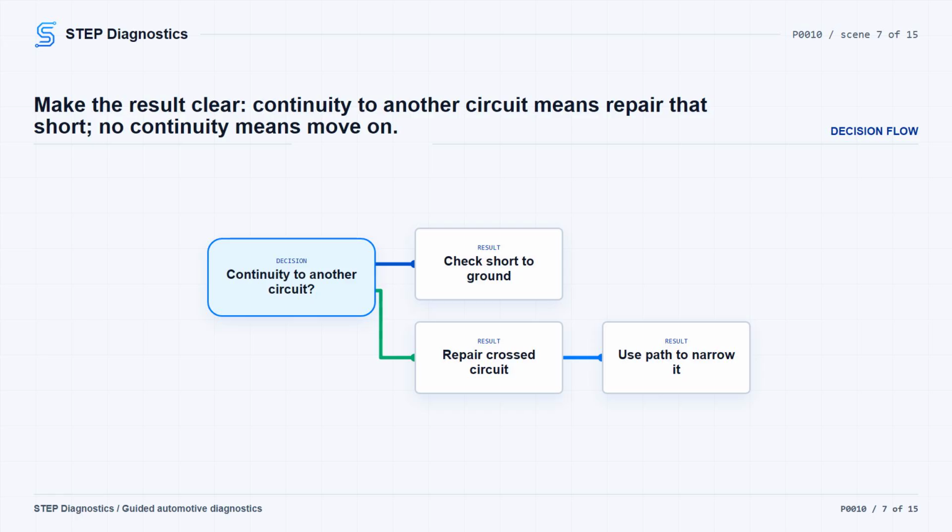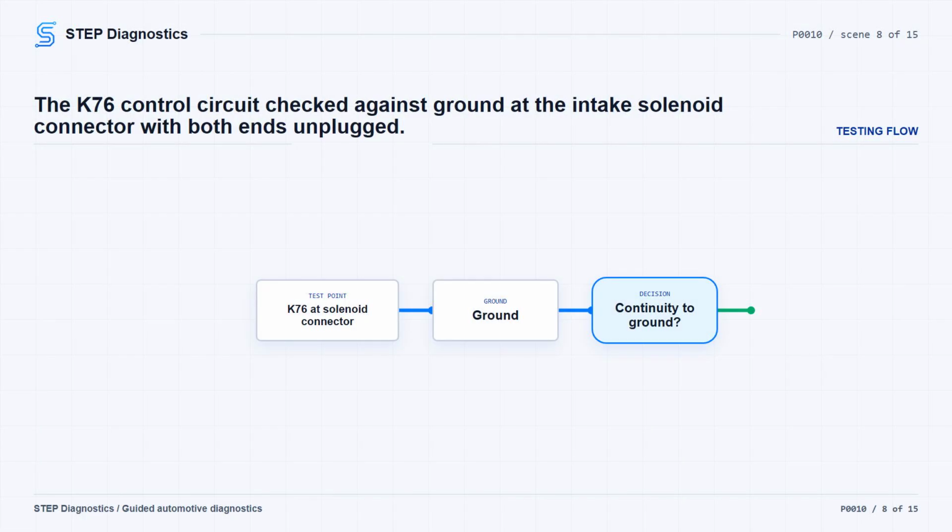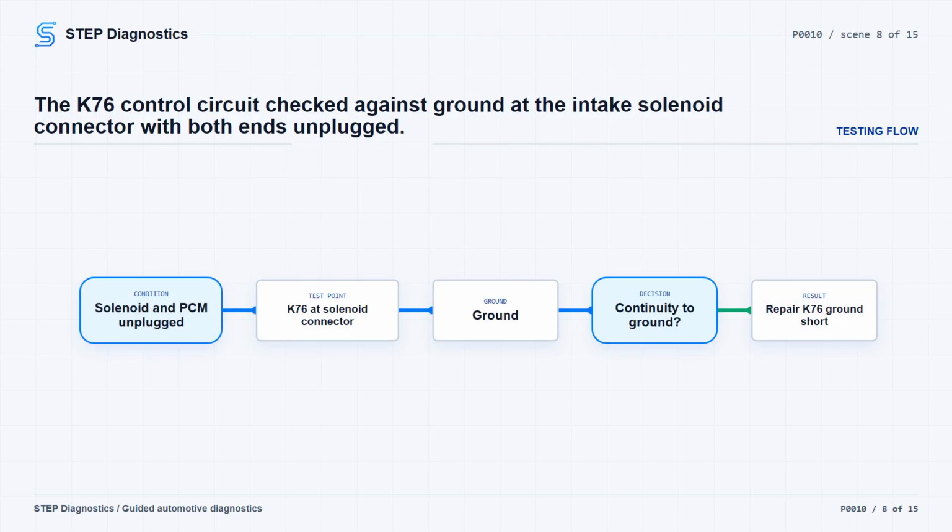If the flow does not return cleanly after this part of the check, pause, recheck the earlier diagnostic path, and avoid guessing. If the short to another circuit check passes, keep the ignition off and check the K76 control circuit for a short to ground. Disconnect the intake solenoid harness connector and the PCM harness connector. Then check continuity between ground and the K76 control circuit at the intake solenoid harness connector. If continuity is present, repair the K76 control circuit for a short to ground. If it is not present, continue with load testing.